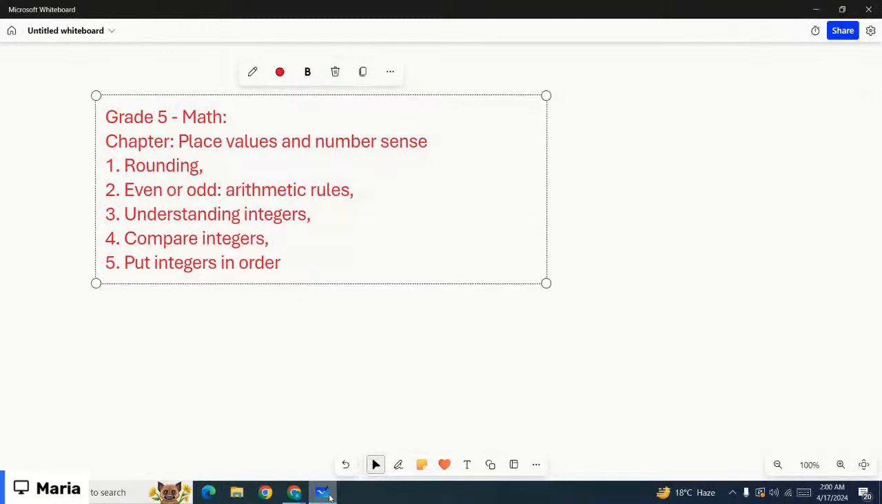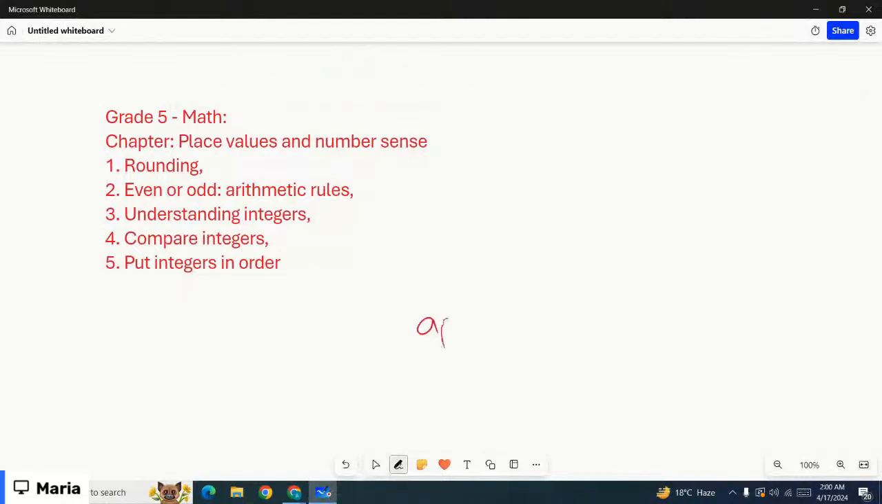We are here for grade 5 math. You can find all the lessons on students.com. You have to log in there using your email address and password as provided by the administrator. Then you have to select math from the subject tab.